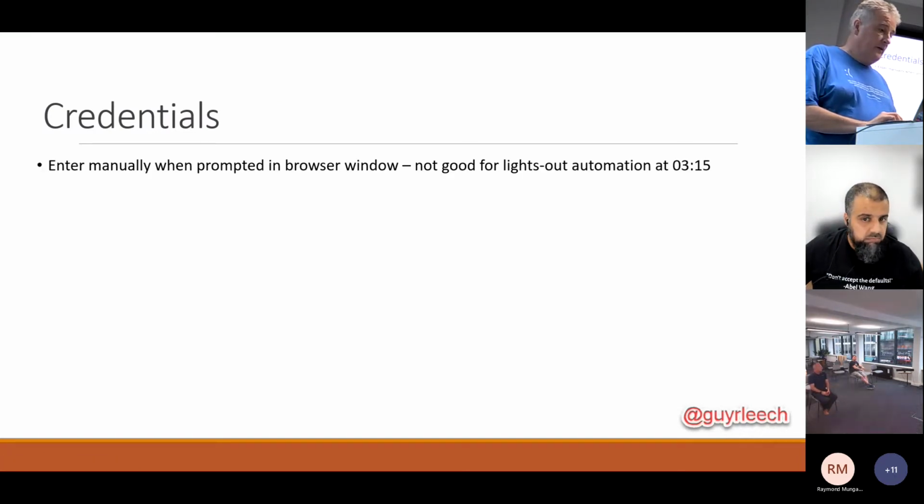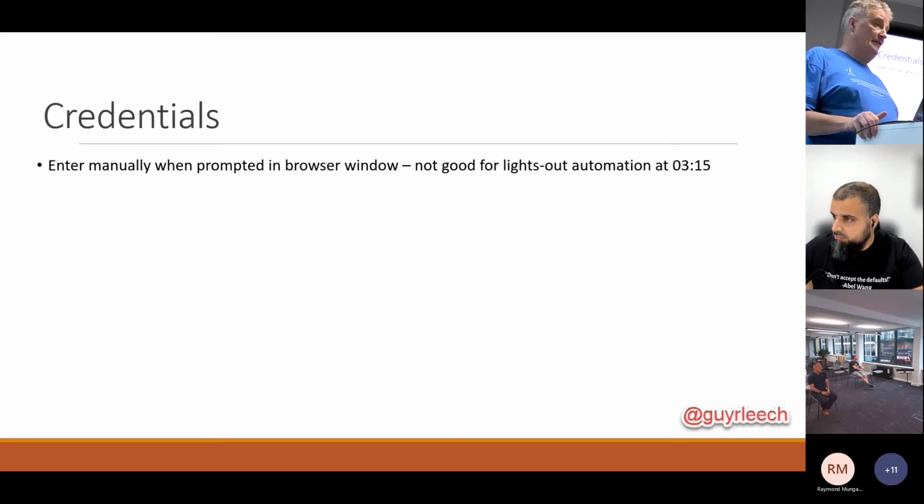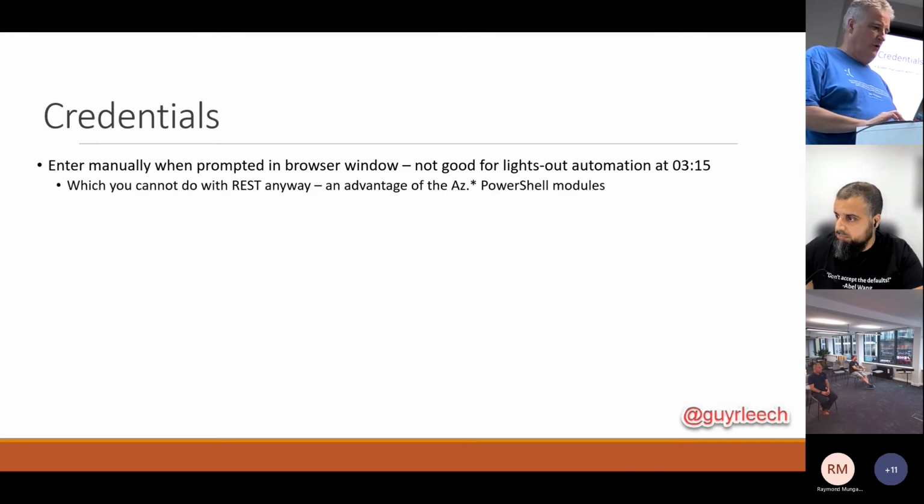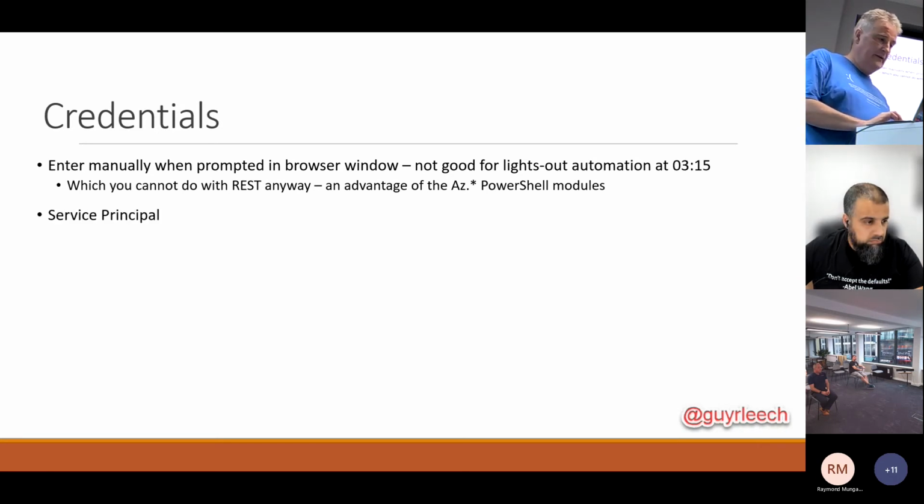So credentials. Yes, we need them. If you're using Azure PowerShell commandlets and you do a Get-AzVM and you're not authenticated, it will pop up a nice little browser window. But what if you've got a script running via a task scheduler at 3:15 in the morning? You don't really want to be there. So that's not really an option for using automation, any flavor really.